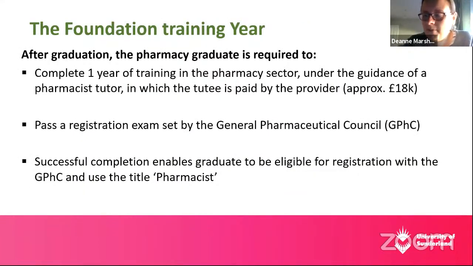After you complete your training, your AUSPAB course, at the University of Sunderland, you need to do a foundation training year, okay, before you can become a fully qualified pharmacist in the UK. So you need to complete 1 year of training in a pharmacy sector under the guidance of a pharmacist tutor, okay? And you are paid for this. It's usually starting at around 18,000 UK pounds per year. That's your salary.